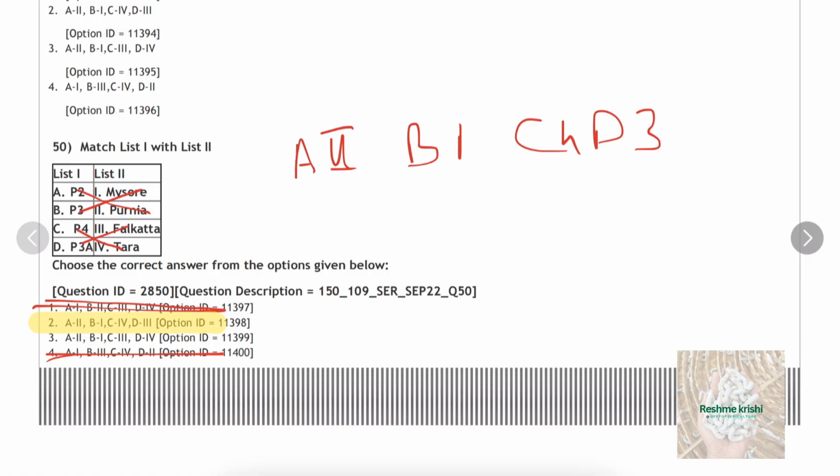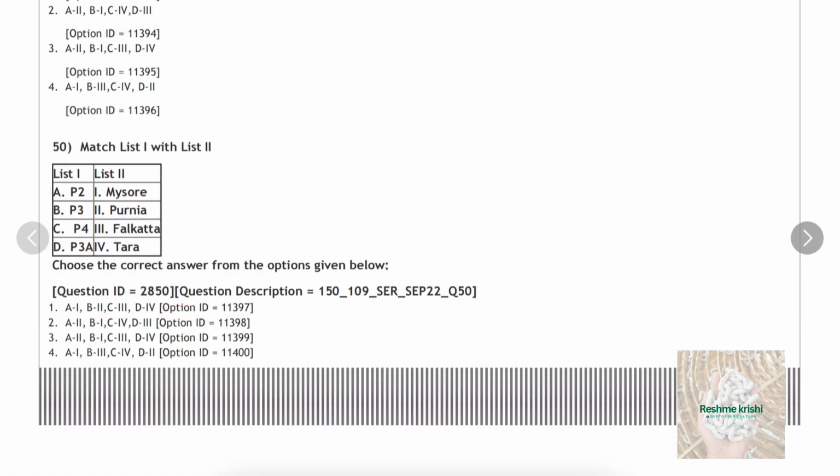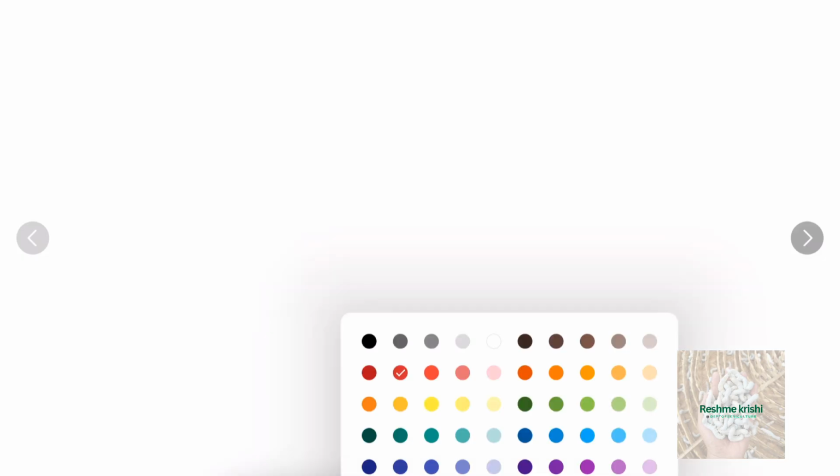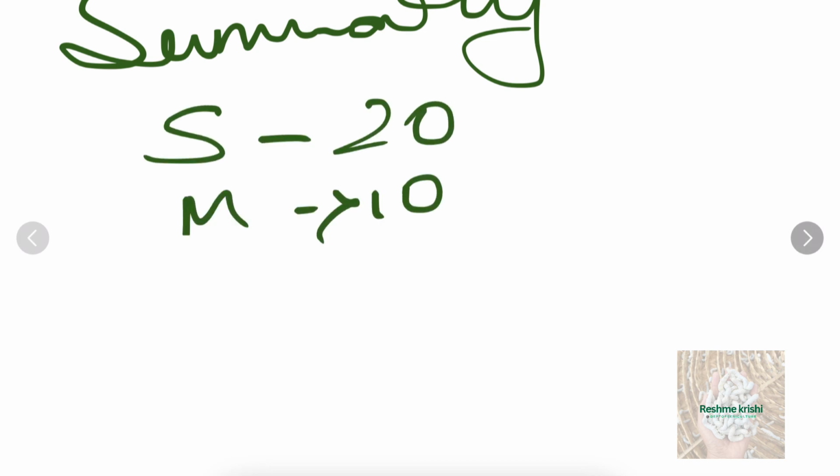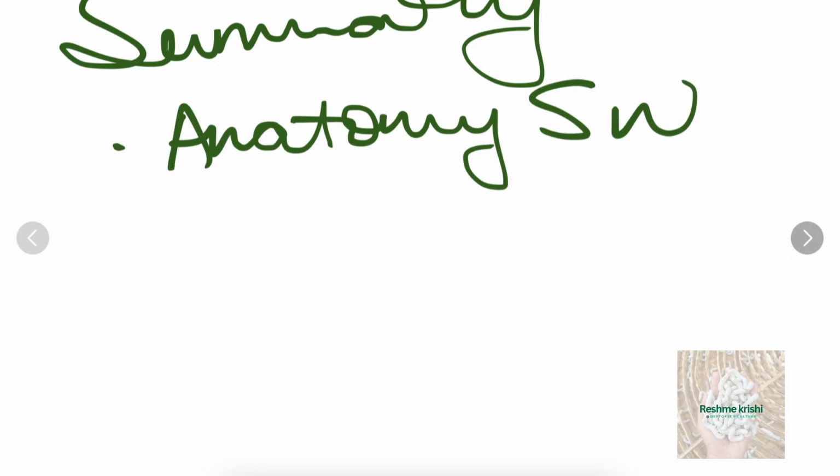Okay, this was the discussion of this particular paper. Key takeaways, if you are seeing the paper: if you see the summary, this question paper mostly belonged to statement questions. There were 20 questions related to statements. Match the following had approximately more than 10. But here we need to see there were so many questions which were coming directly, direct hits like from the anatomy of silkworm. We need to focus on this.